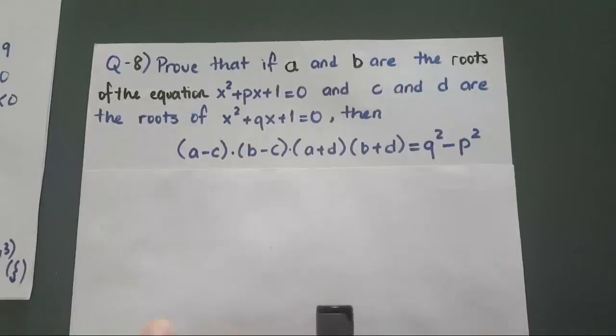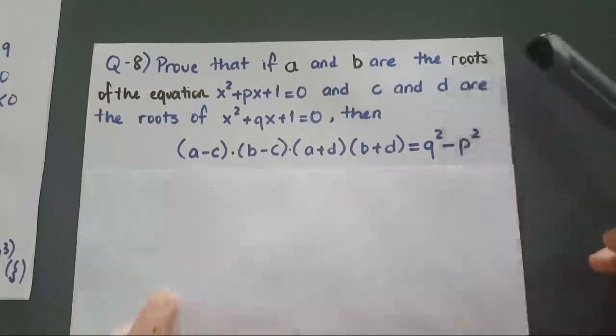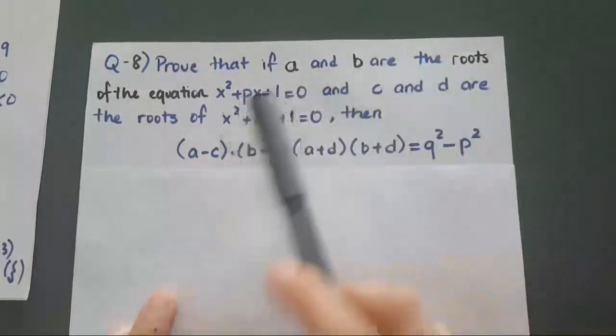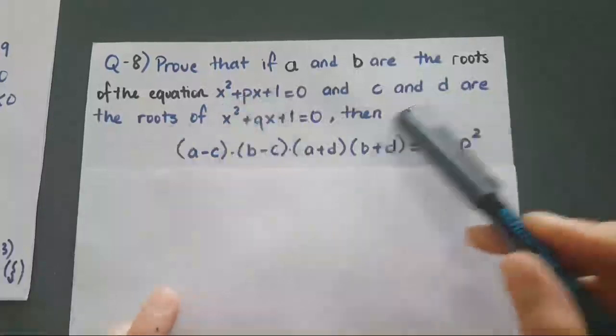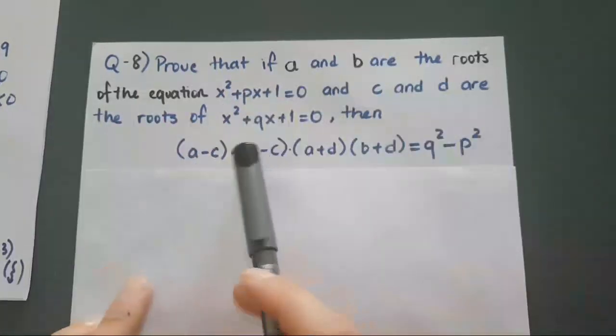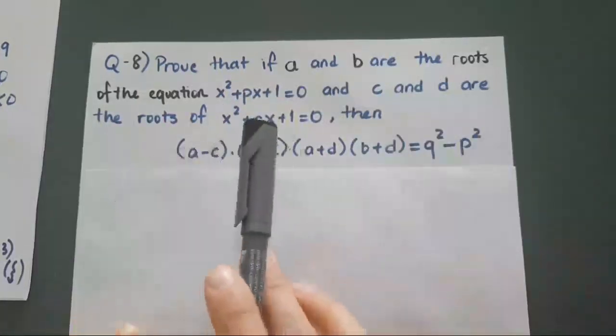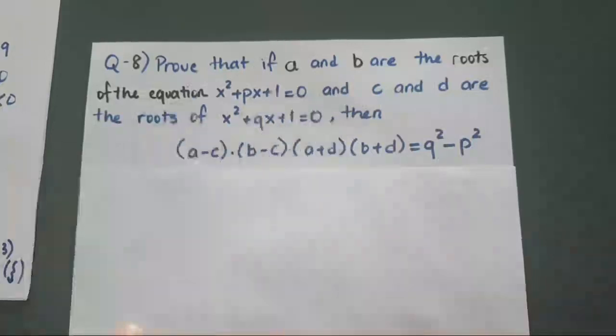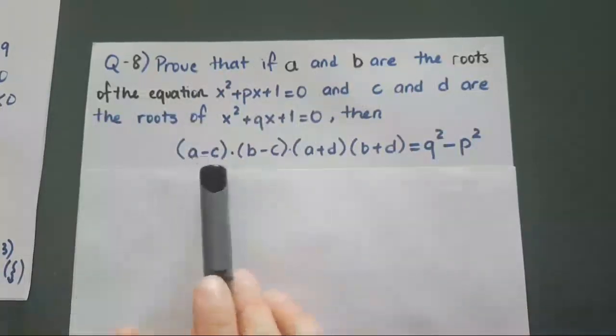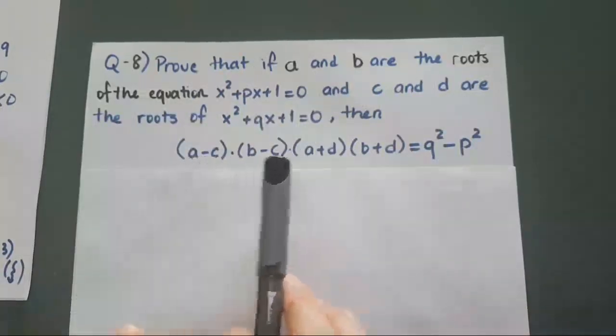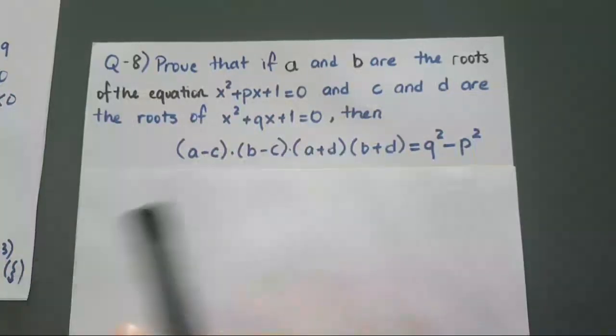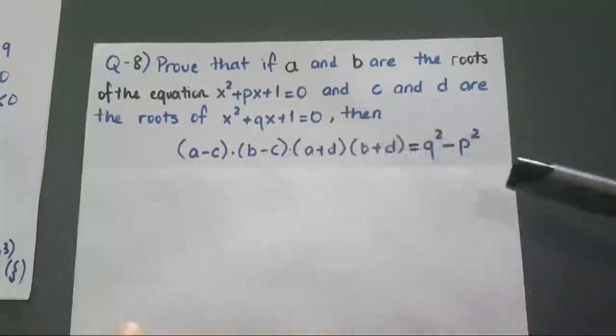Prove that if a and b are the roots of the equation x squared plus px plus 1 is 0, and c and d are the roots of the second equation, which is x squared plus qx plus 1 is equal to 0, then (a minus c) times (b minus c) times (a plus d) times (b plus d) is equal to q squared minus p squared.